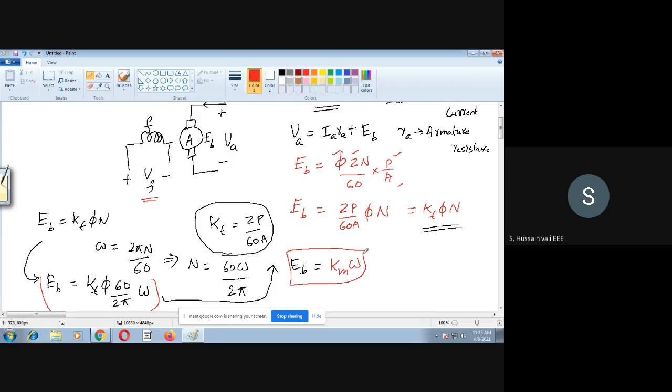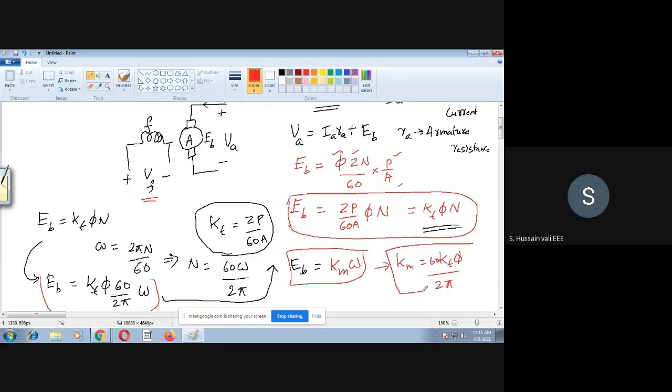This is another equation. You got one equation here, EB is equal to KT into phi n. Of course, both equations are the same, only in terms of which parameters you are representing that. That's important. So then, what is Km from this equation? Km can be written as KT into phi, or 60 KT phi by 2 pi.